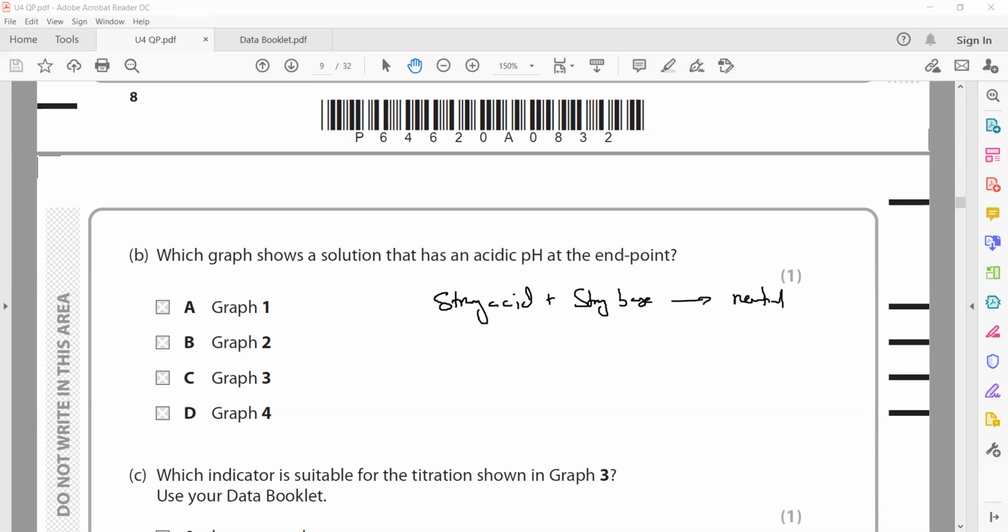But if you have a weak acid and a strong base, the equivalence point will be an alkaline solution. If you have a strong acid and a weak base, the equivalence point will be acidic. So in the question, we have to show which graph shows a solution that has acidic pH at the end point.